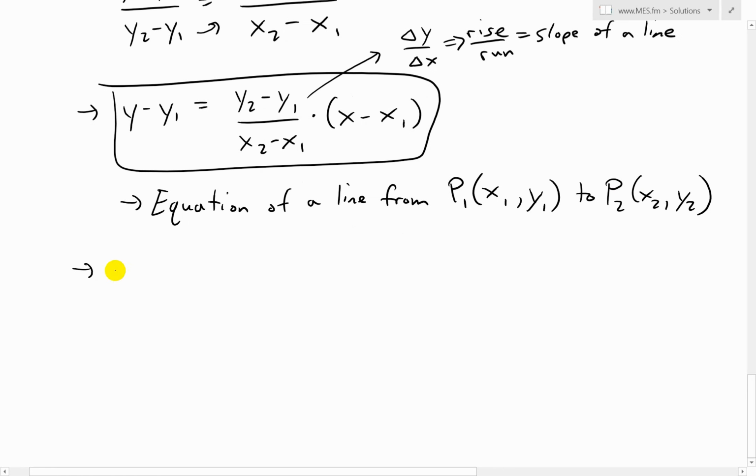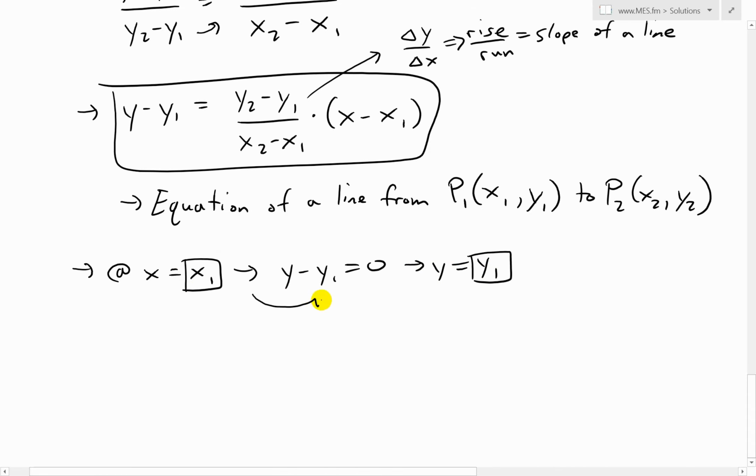So at x equals x1, notice what happens when we plug this inside. This just vanishes. This x1 minus x1 is 0. So what we're left with is y minus y1 equals 0. Move this y to the other side, we have y equals y1. So there's our y1, there's our x1, and this corresponds to P1, x1, y1.